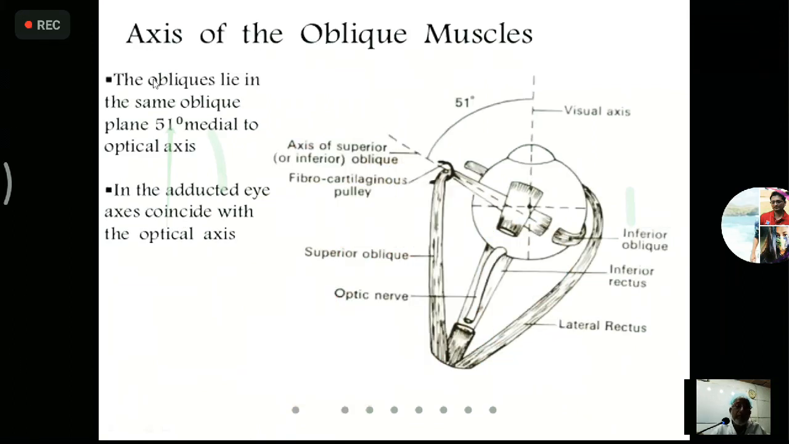Axis of the oblique muscle. The oblique lies in the same oblique plane, 51 degrees medial to the optical axis. And now we know this is the optical axis, and this is the visual axis.